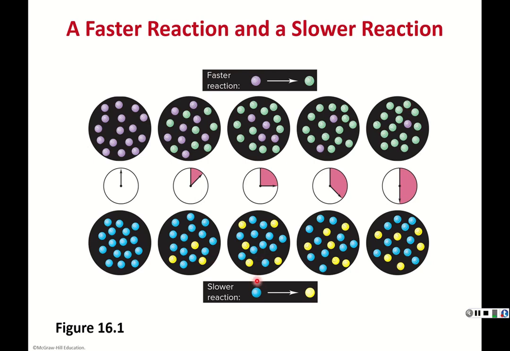If we look at a different reaction, blue going to yellow, in the same time frame, you see that it hasn't even reached 50-50 yet at the end. So this blue to yellow is a slower reaction because less blue is turning to yellow in a given amount of time. And kinetics is just a way of measuring this, measuring how fast reactions occur.